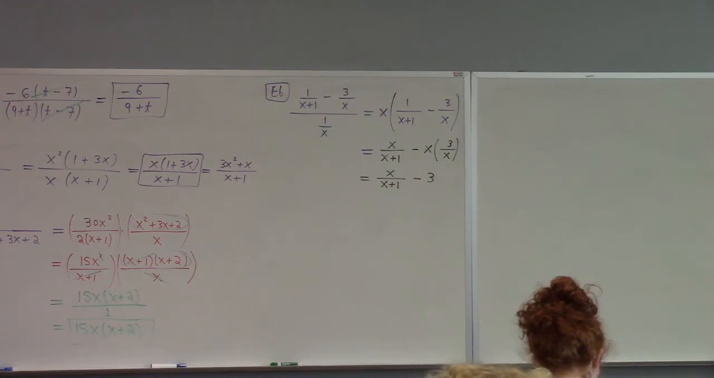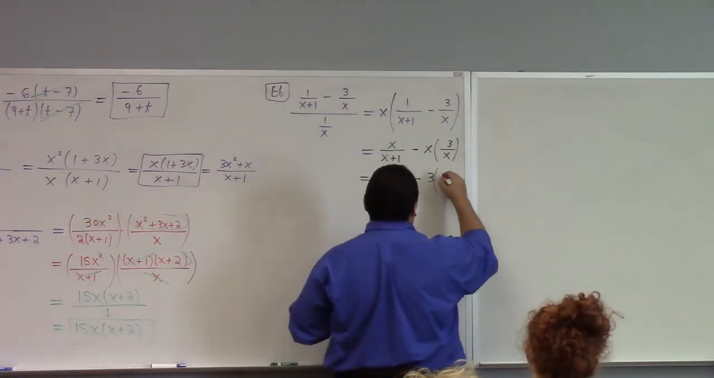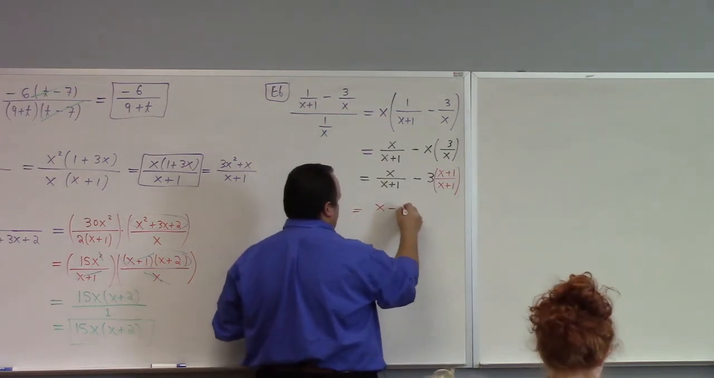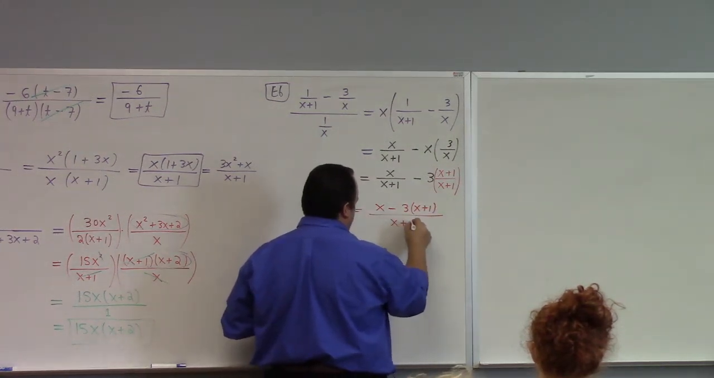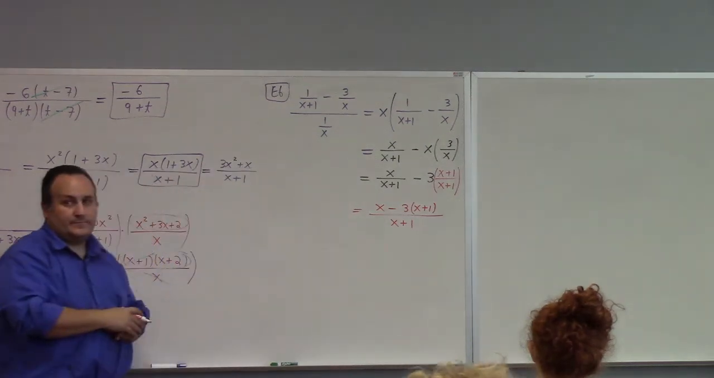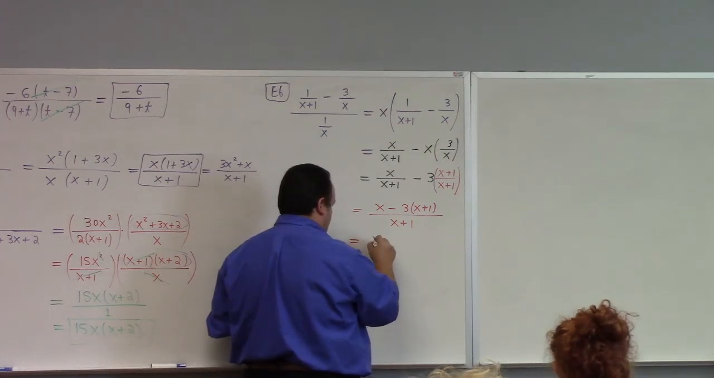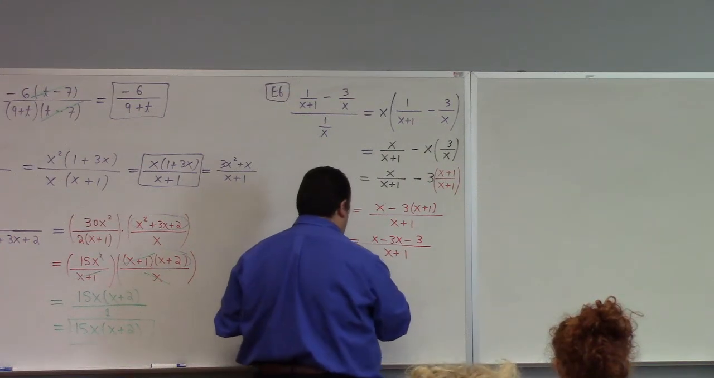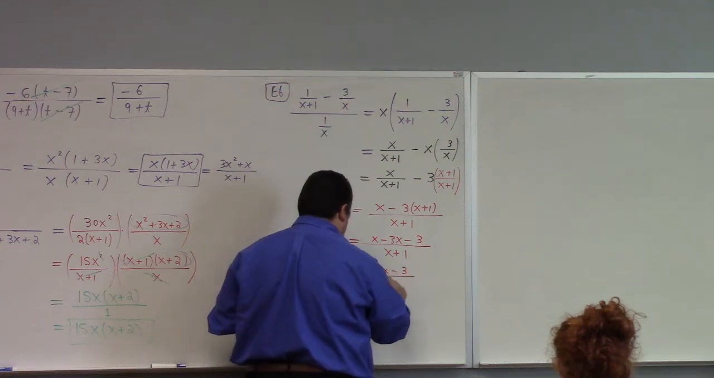Now, we want to leave our answer as a fraction, right? So to make that a common denominator, we have to take that 3 and multiply it by x plus 1 over x plus 1, which is allowed because that's just multiplying by 1, right? So this gives me x minus 3 times x plus 1 divided by x plus 1. Now let's clean things up. We have to distribute that minus 3 through. We get x minus 3x minus 3 divided by x plus 1. One more step here. That is minus 2x minus 3 divided by x plus 1.